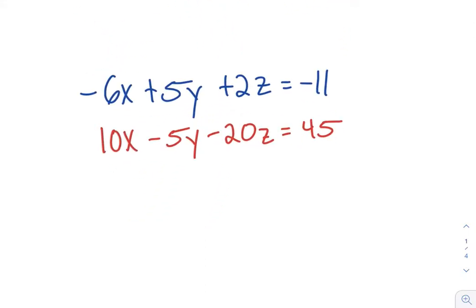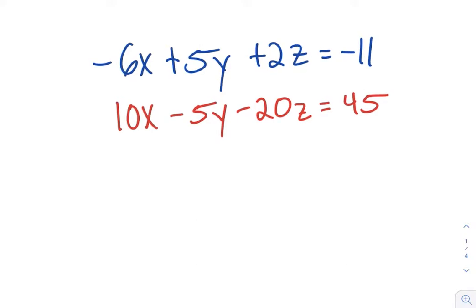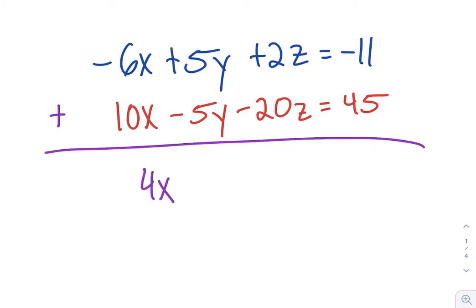Okay, now I have my 2 equations set up where the y's are opposites of each other, so I can go ahead and add them together to eliminate the y. So -6x plus 10x is 4x. The y's are going to eliminate and turn to 0. I'm not going to write the 0 in. I'm just going to skip over the y term now that it's gone. And then 2z plus -20z is -18z equals, and -11 plus 45 is 34. So that's my first equation.